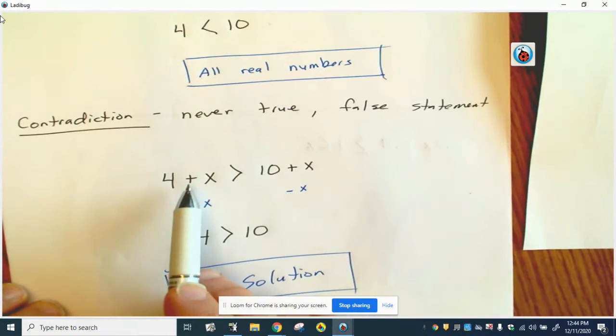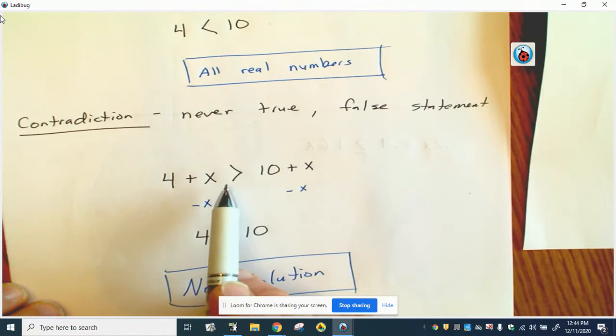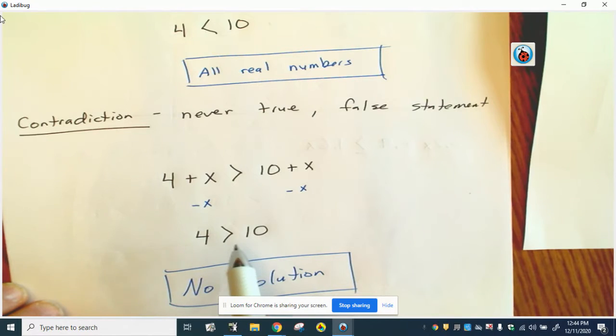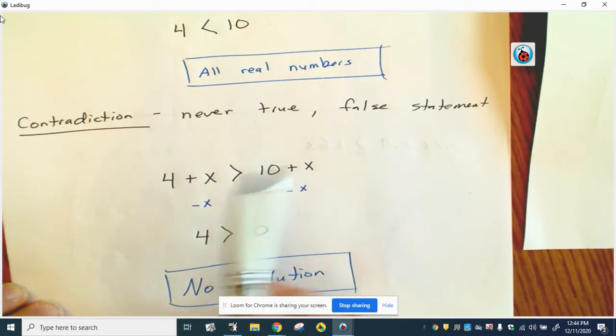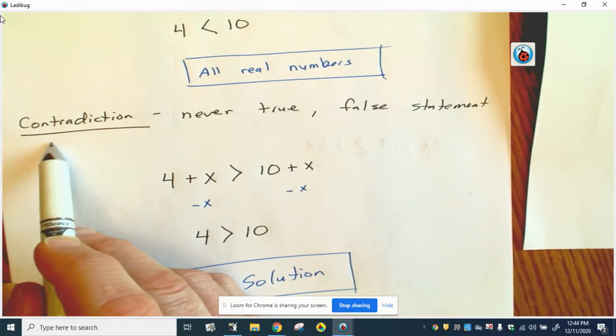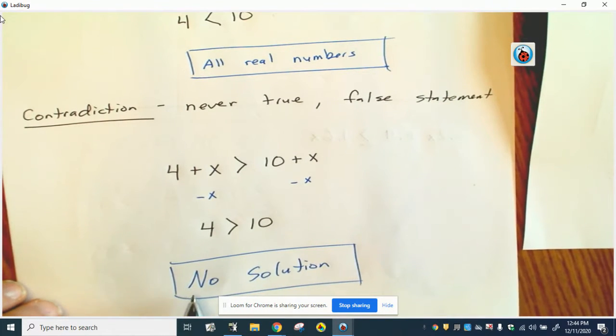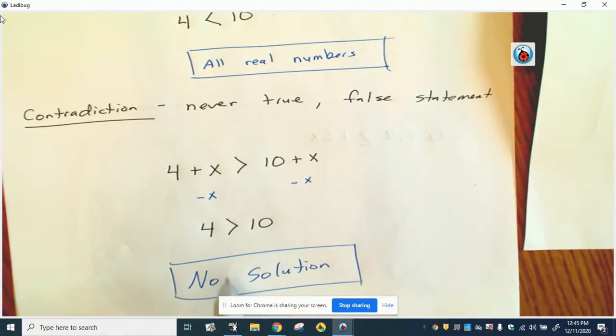When the same thing happens, we have 4 plus x is now greater than 10 plus x. We minus x from both sides, all the x's go away. We end up with 4 is greater than 10. Well, 4 is not greater than 10. That's never going to be true. That's a false statement, right? So we call that a contradiction. Our answer is, when we see that untrue statement, 4 can't be bigger than 10, that answer is no solution.